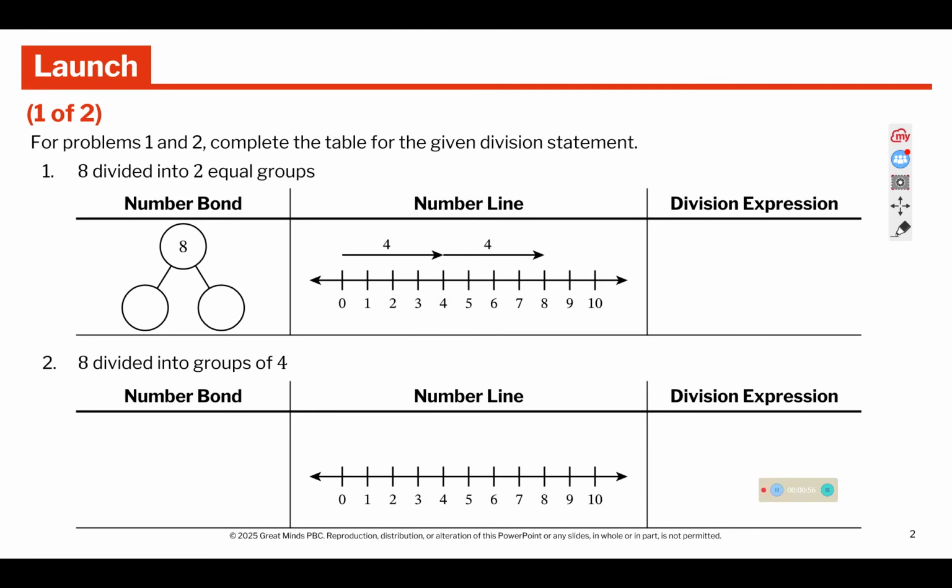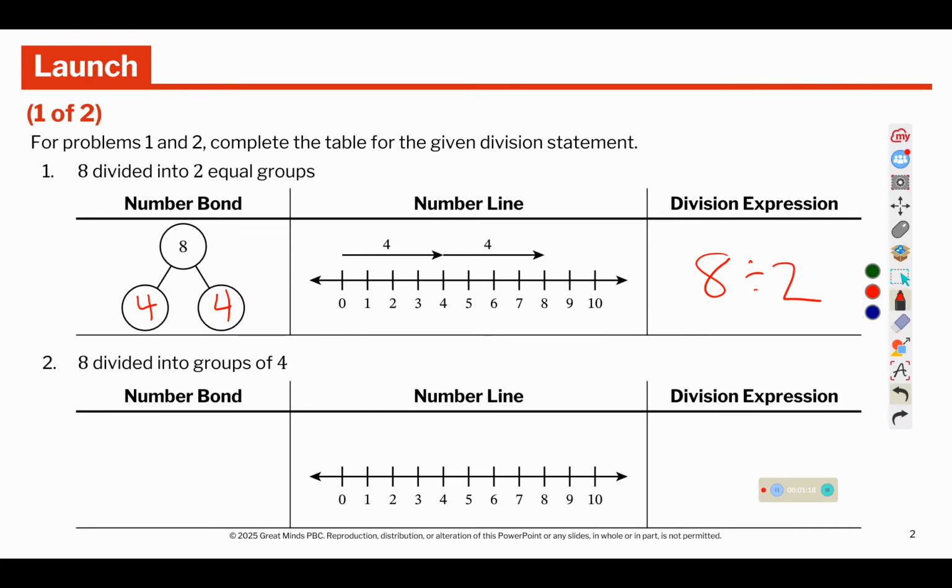For problems 1 and 2, complete the table for the given division statement. 8 divided into 2 equal groups. That would be 4 in each group. You can see here on the number line, 4 and 4. And so our division expression: 8 was divided into 2 equal groups.